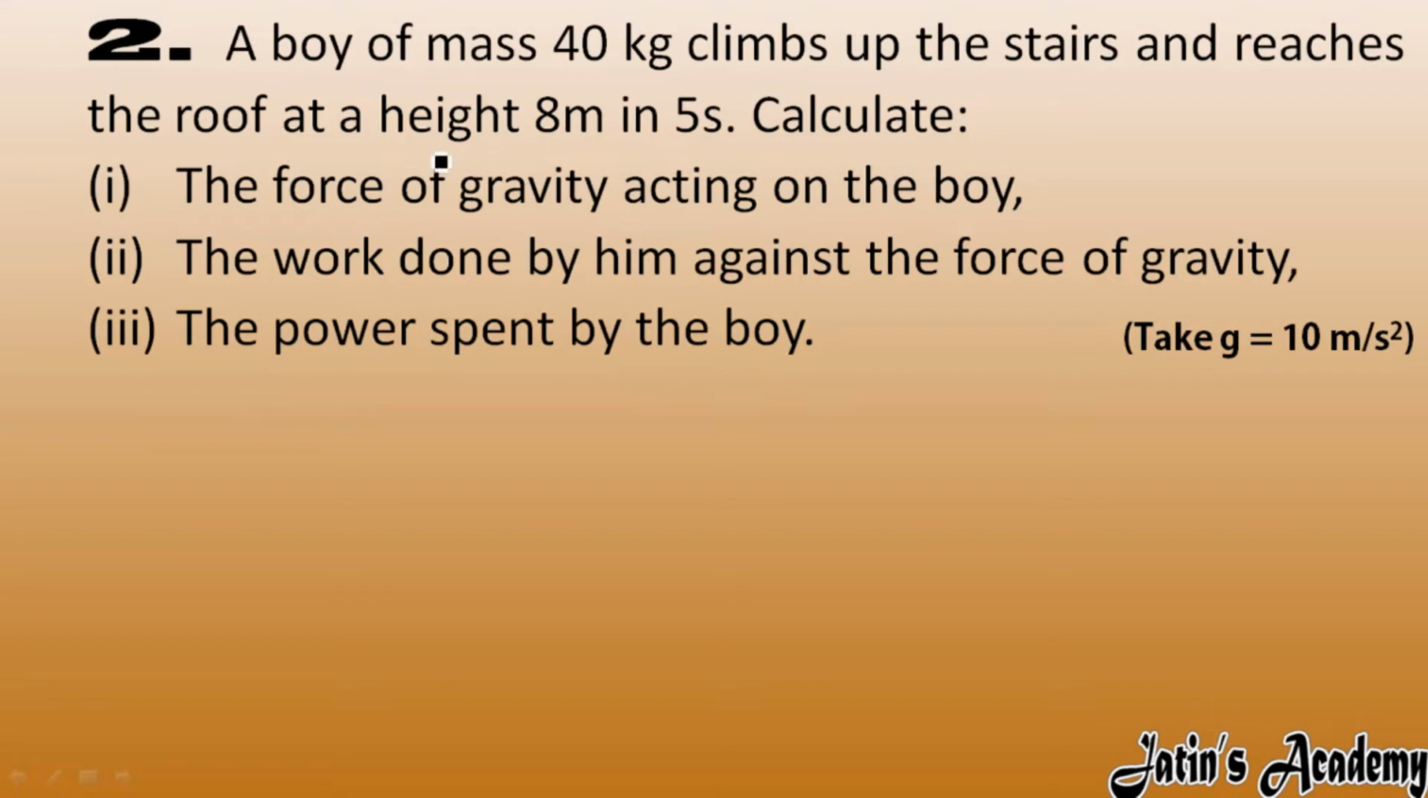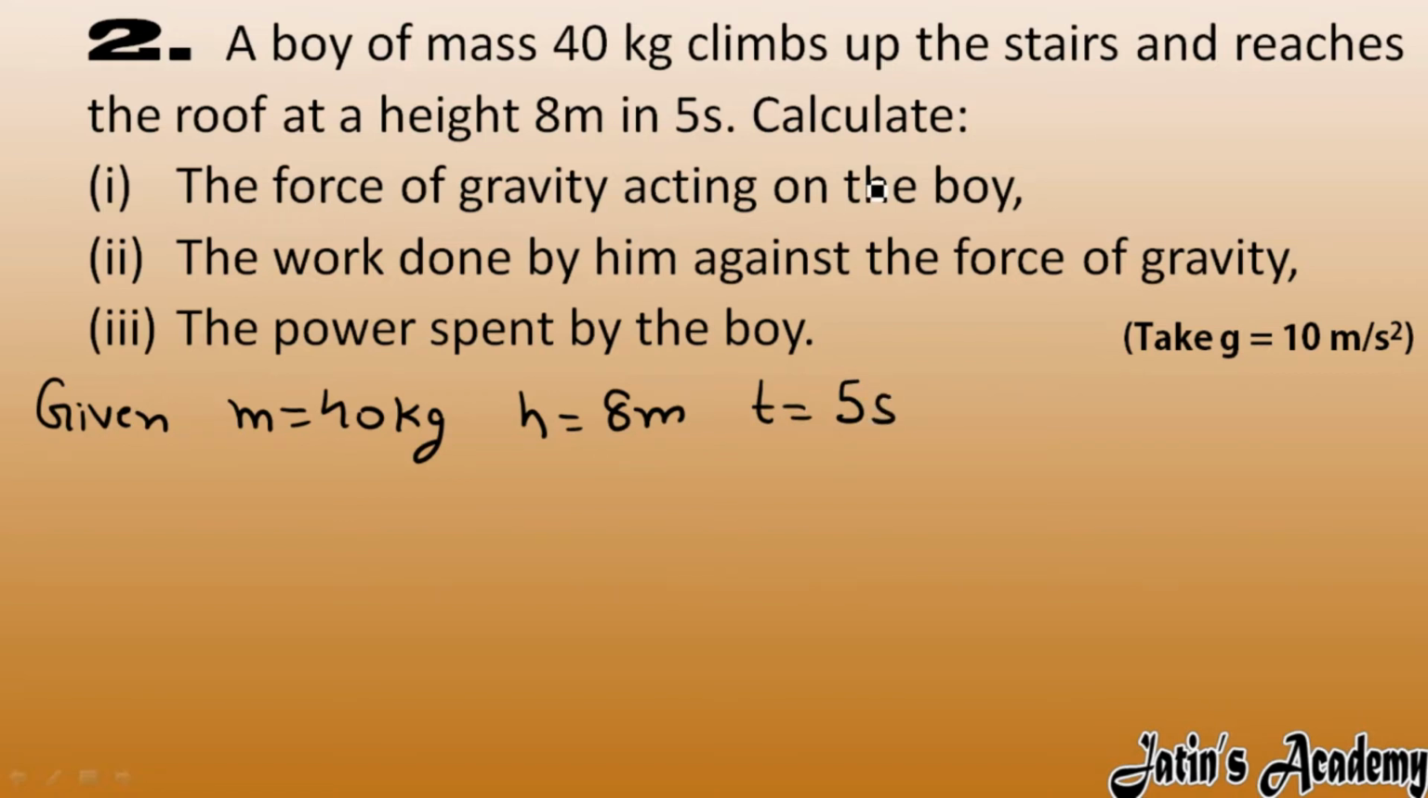So first of all write the given quantities. Given quantities: mass of the boy is 40 kg, he climbs up a stair and reaches a height, which is also a displacement, of 8 meter, and time is 5 seconds. We have to calculate the force of gravity. Force of gravity is m into g. Mass value is 40 kg and g value is given as 10 meter per second square. So here we got 400 Newton as the force of gravity acting on the boy.